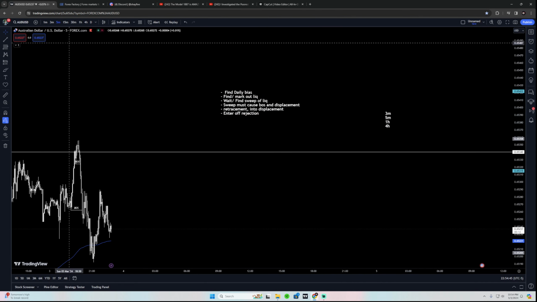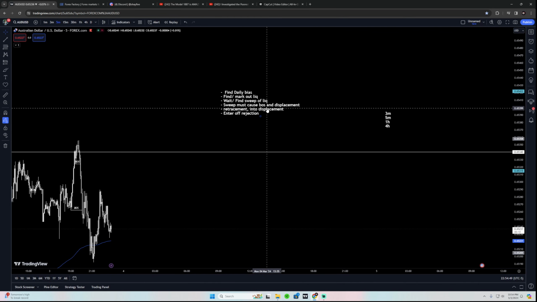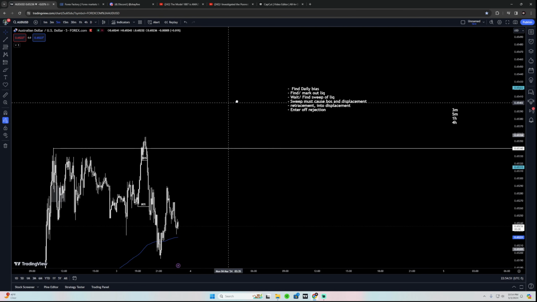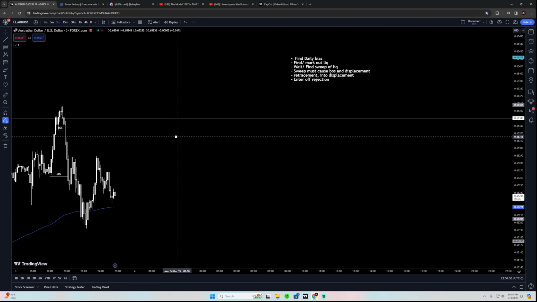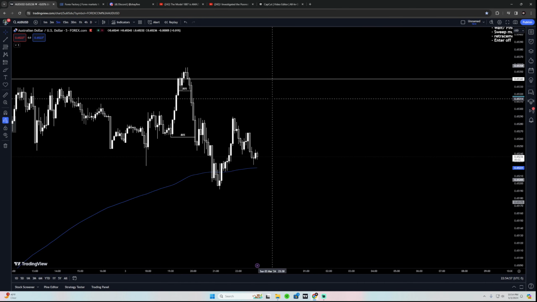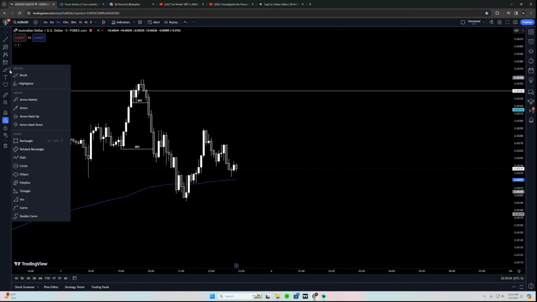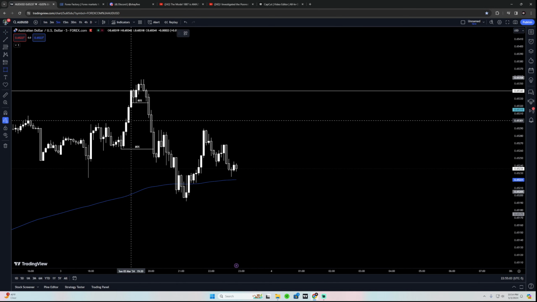Sweep of liquidity caused displacement. Caused break of structure, my fault. Caused break of structure. So once it's caused a break of structure, you can check that part off, and now it must cause a displacement. The same sweep has to cause a displacement. What's a displacement? Displacement's a fair value gap, double fair value gap, or unicorn.